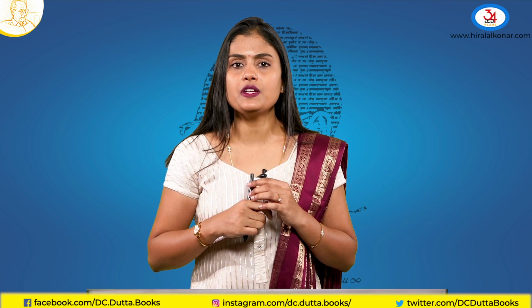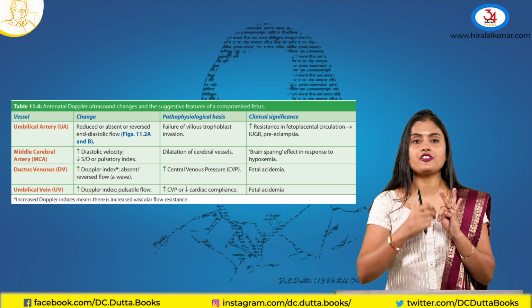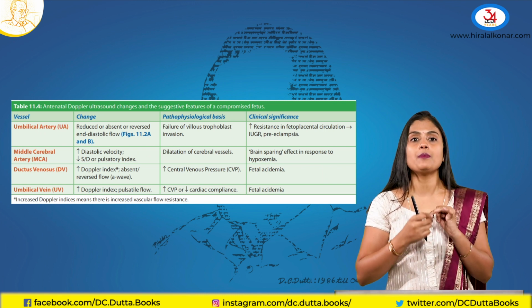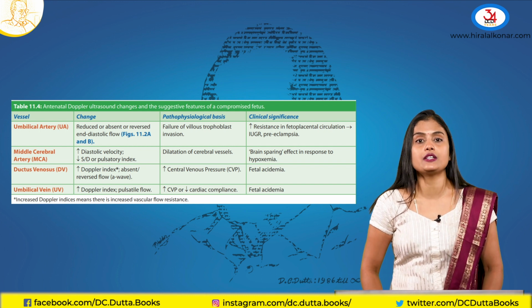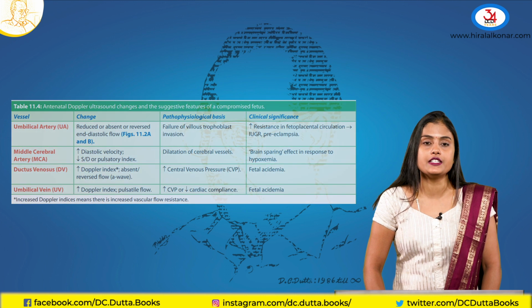Next, coming to the Doppler studies to assess fetal well-being. You can do Doppler assessment of the umbilical artery, middle cerebral artery, ductus venosus and umbilical vein to assess the fetal well-being. These are the common vessels where we perform Doppler studies.